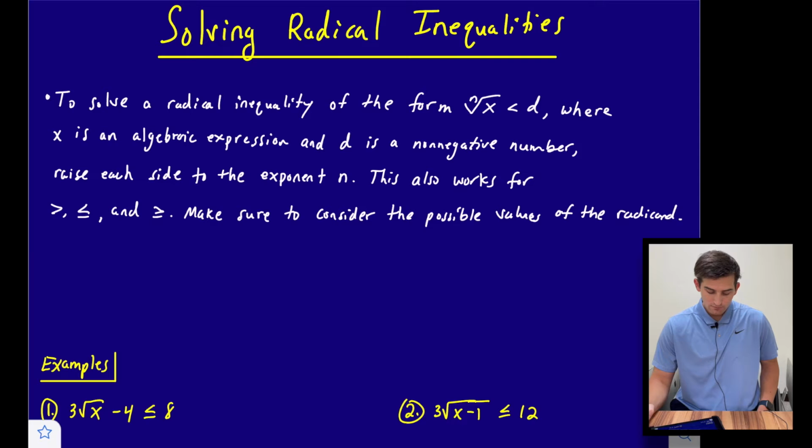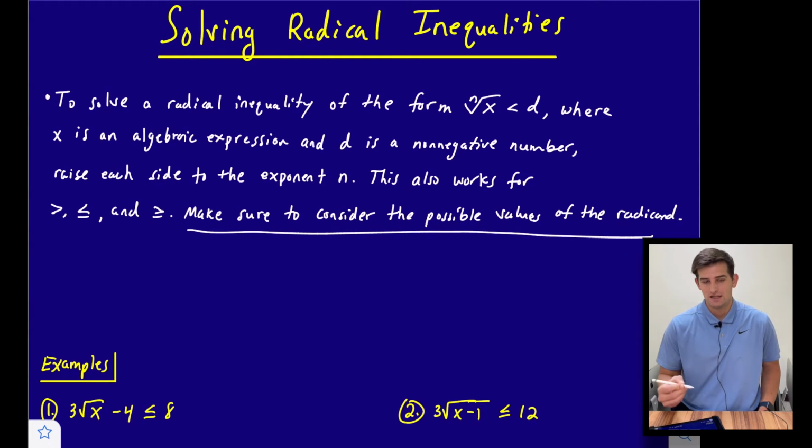So we're going to raise each side to the exponent n to basically undo the index that we're taking, the square root or the cube root. And like we said a minute ago, this also works for our other three inequality symbols. Now, one thing we want to make sure of is that we consider the possible values of the radicand. What we mean by that is what's under the radical, that's our radicand. Remember, when we're talking about graphing radical functions, the domain has to be greater than or equal to 0. So we're always going to make sure we add that in, especially if we're using a less than or equal to symbol.